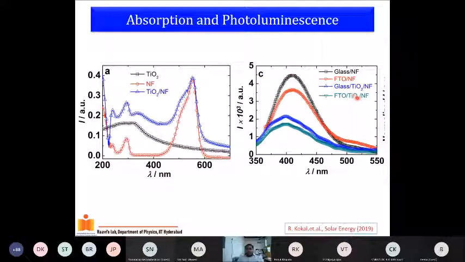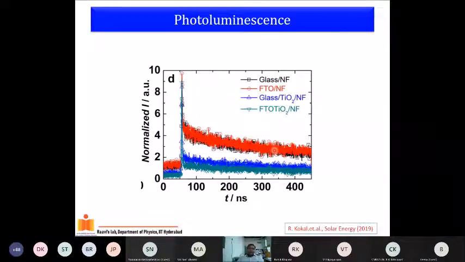The moment you put it on titania, there is a quench of emission, which gives you a feel that yes, injection is possible here. But as I mentioned, this is only an evidence of injection. It is not the proof of injection. Okay. Next is the time resolved luminescence.